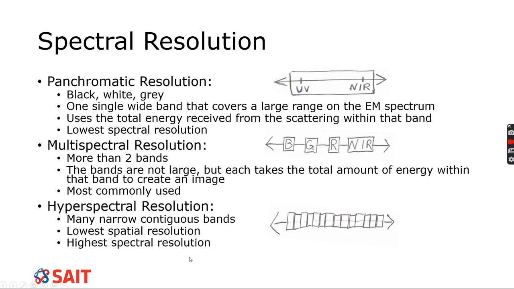The last kind is hyperspectral. We talked about hyperspectral in the previous module. Hyperspectral resolution is many narrow contiguous bands. You can see how really small they are compared to these ones, and especially compared to the panchromatic, and they are all attached. They all connect all the way across. Each of those bands is just a tiny one, and it still takes the total amount of energy in that single band to create an image. Each of these creates a grayscale image, and then I can put any 3 of them together to create a color image. It has the lowest spatial resolution because of that trade-off, but it does have the highest spectral resolution. So it's really ideal for making spectral signatures with your data.